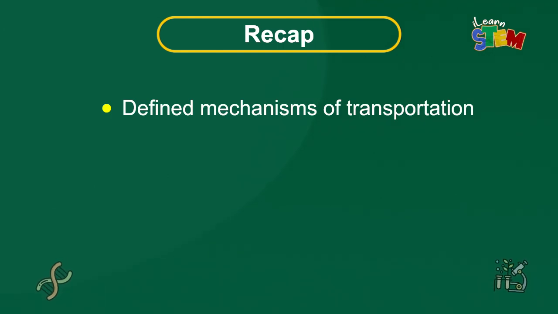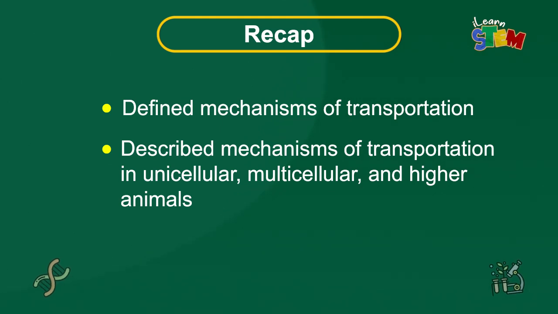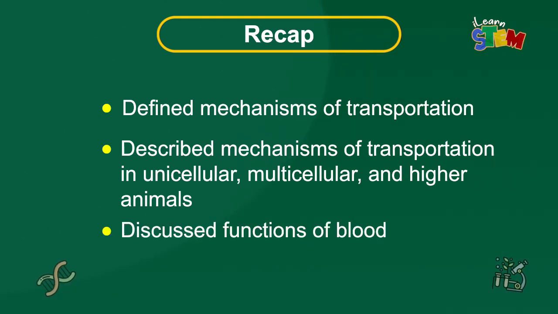In our last class, we defined mechanisms of transportation. We also described mechanisms of transportation in unicellular, multicellular, and higher animals. And finally, we discussed the functions of blood.